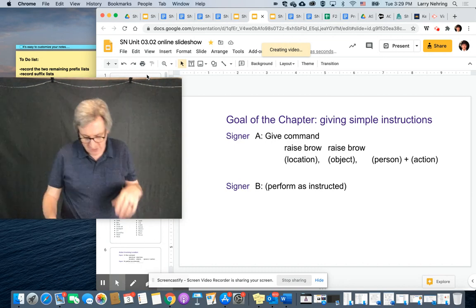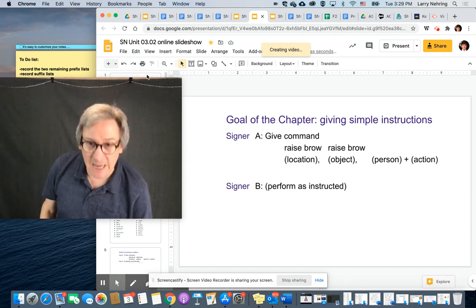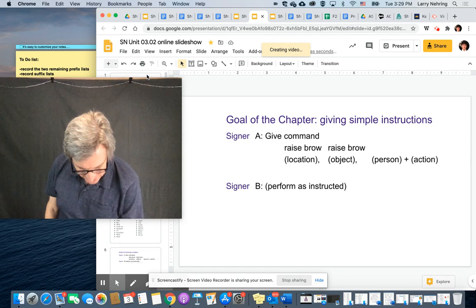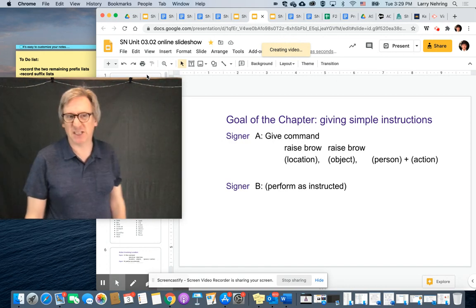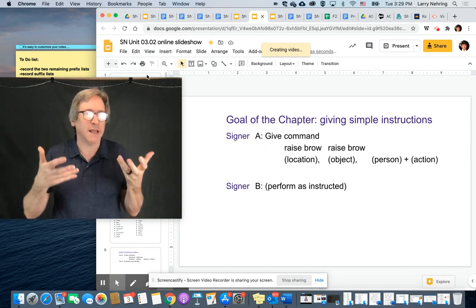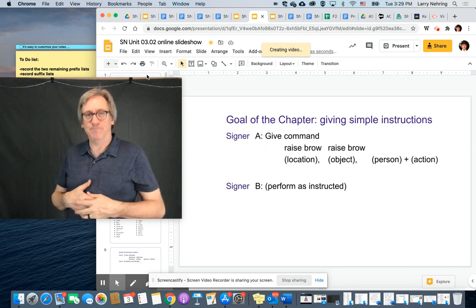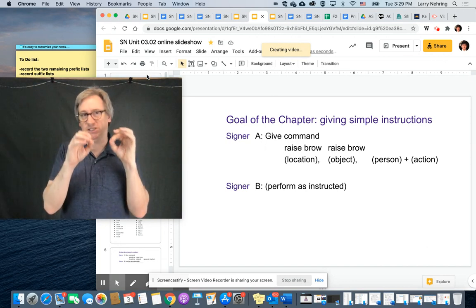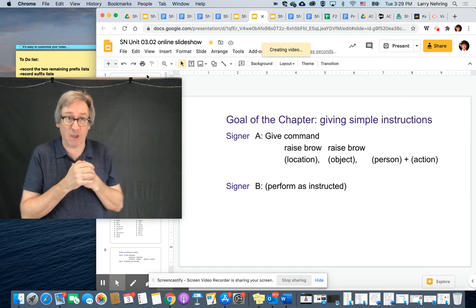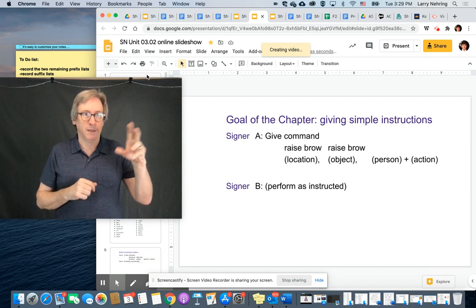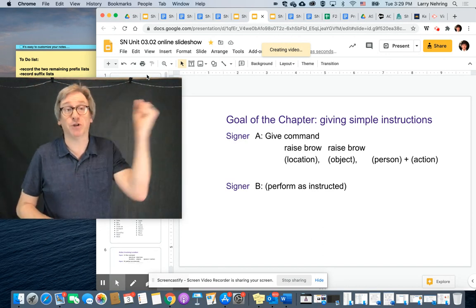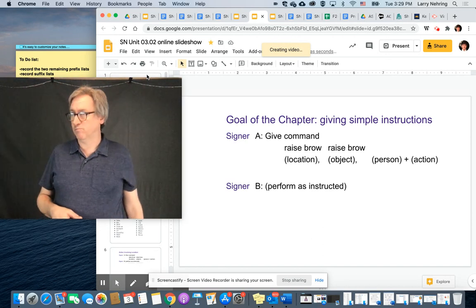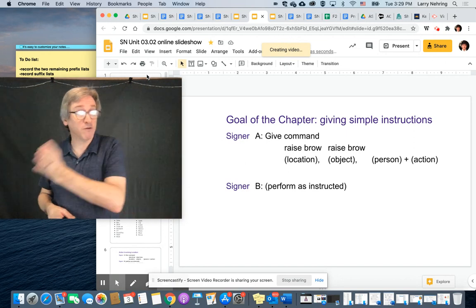The goal of this unit is going to be giving simple instructions in the classroom. This is actually a really quick chapter. It's like one class period, if that. It's about how to give simple instructions in the classroom. Like if someone left a Starbucks cup and I want you to throw it in the trash, or I want you to move a chair over by the door.